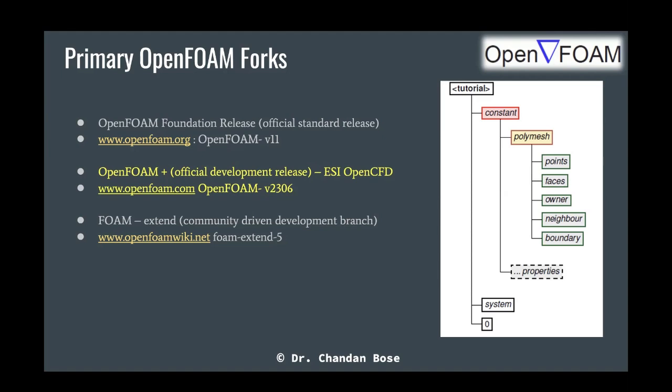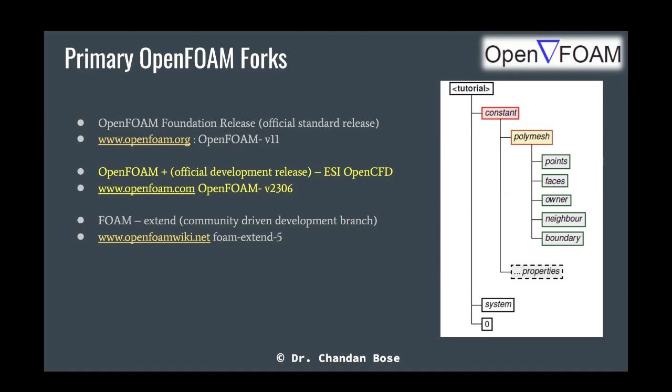So all these things are actually defined in a file called controlDict, which is the most important file which defines the control parameters of the simulation. All right. And another important file that is located in system is called the decomposeParDict file, which is used if you want to run the simulation in parallel.